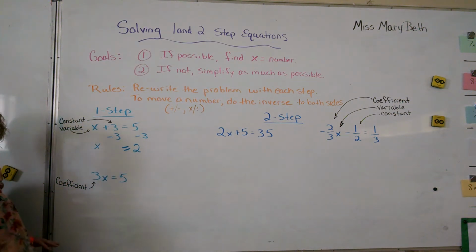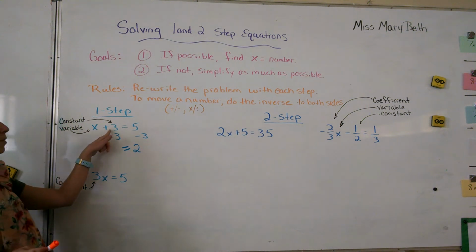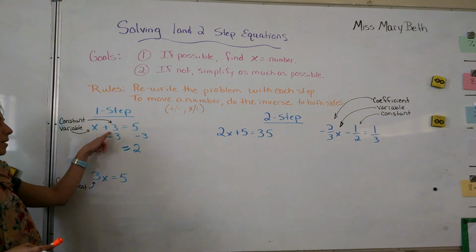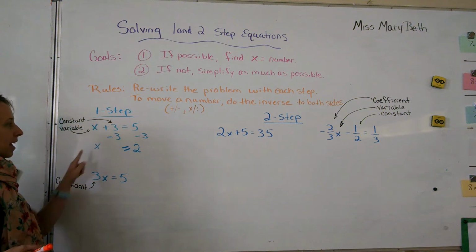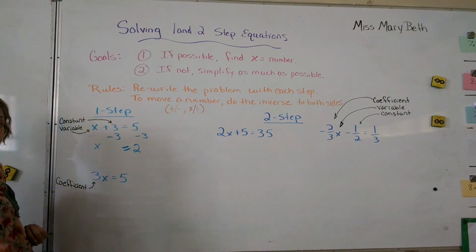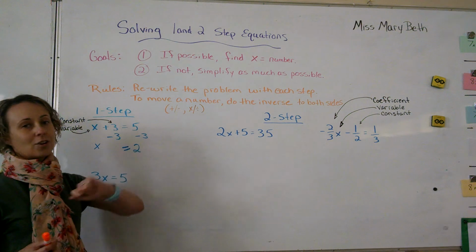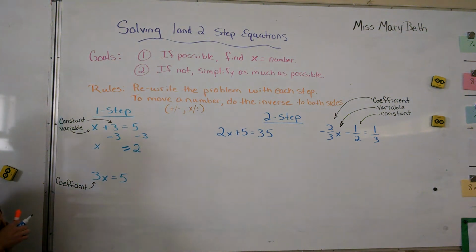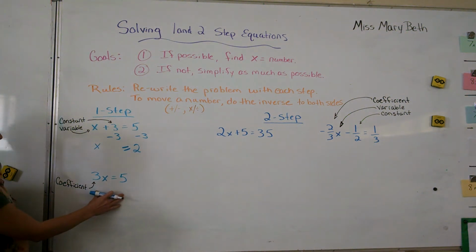Now you probably knew this just by looking at the problem. What number plus 3 is 5? Well, 2 plus 3 is 5. You know that. This is just the way to move around the numbers. This will help you when we get to larger problems where you may not know it just by looking at it. Let's look at this one.